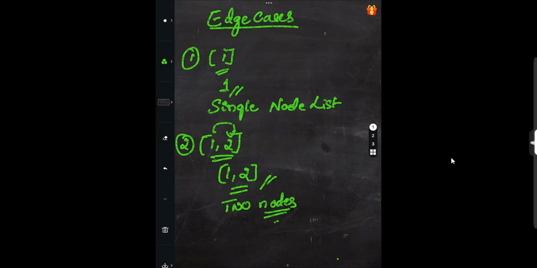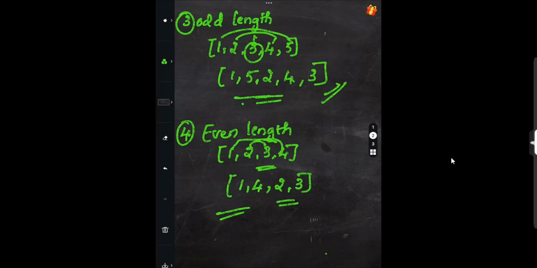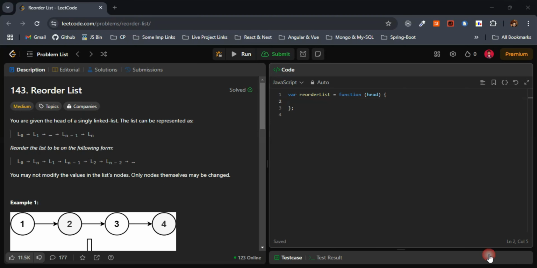I hope these are the edge cases that we need to consider. First is the single node list, second is the 2 nodes, third is the odd length, fourth is the even length. I hope all the edge cases are clear. Next, let's start writing the code.